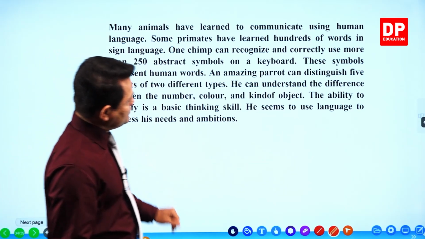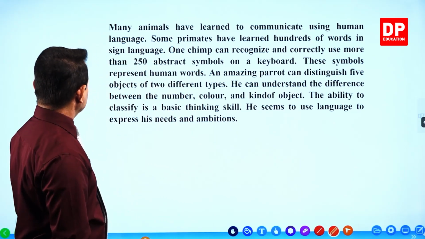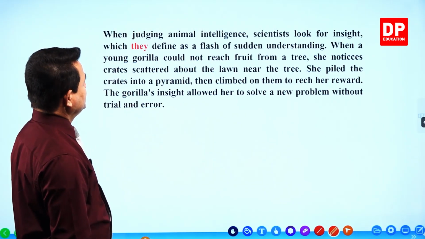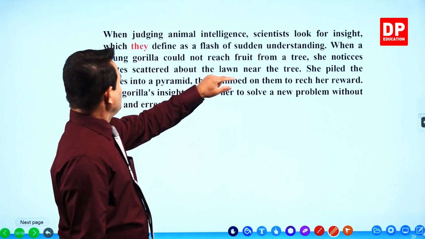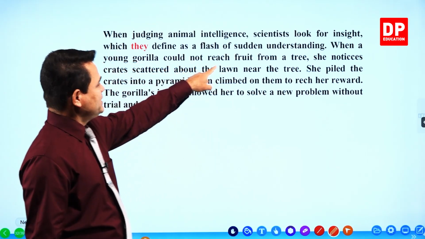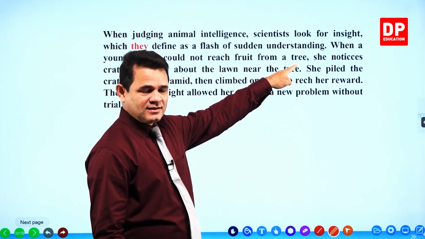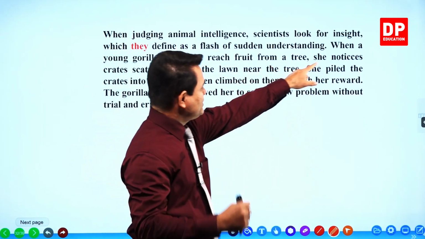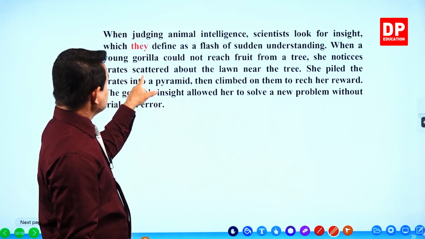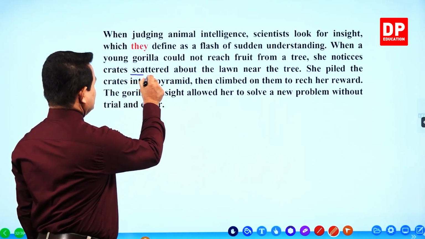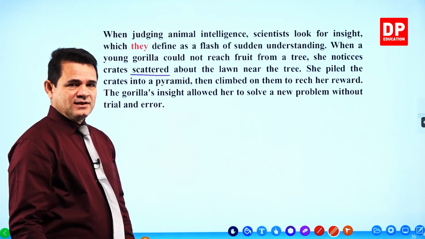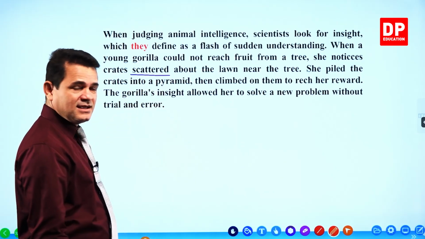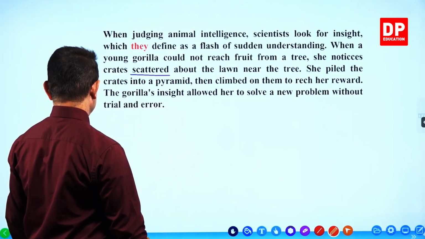Where can we find that word? In this paragraph, a young gorilla could not reach fruit from a tree. She notices crates scattered. Scattered means spread out everywhere, it is lying all over the place. Scattered, S-C-A-T-T-E-R-E-D. Now let's go to the answer.